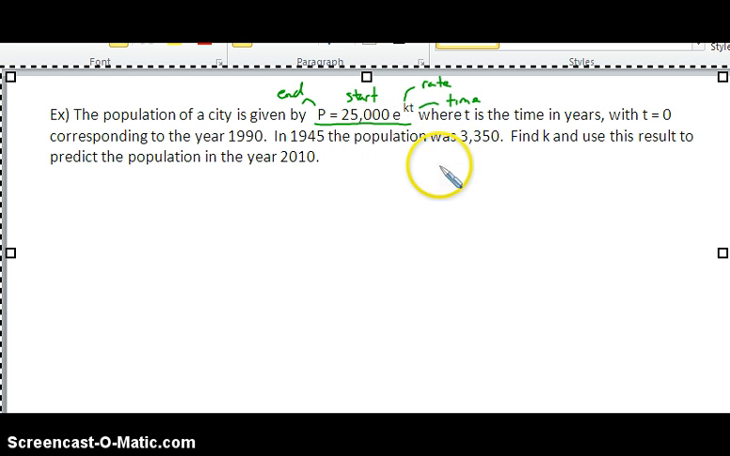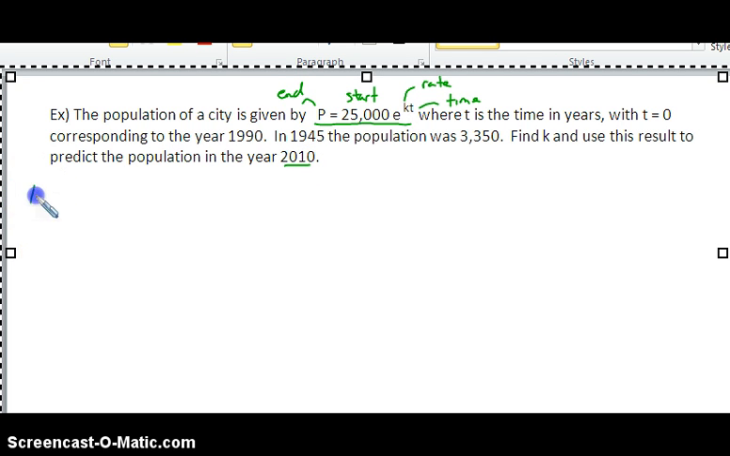So I start off with a population of 25,000 people. And they're saying that a T of 0 is, the starting year is 1990. And now what they're telling us in 1945, the population is 3,350. Find the K, and they're using K as the growth rate, and use this result to predict what the population will be in the year 2010.